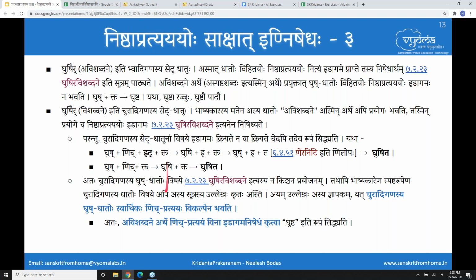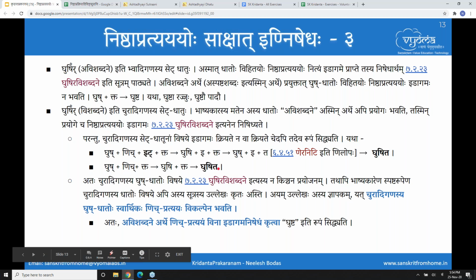So churadiganasya ghusha iti dhatu asti. Tasmad vikalpena nich pratyaya bhavati. When the nich pratyaya is not there, it behaves exactly like the bhvadigana dhatu. You can treat it in the sense of avishabdana. You can also get the final form as ghushta. When you get the idagama, you will have the final form as ghushita.